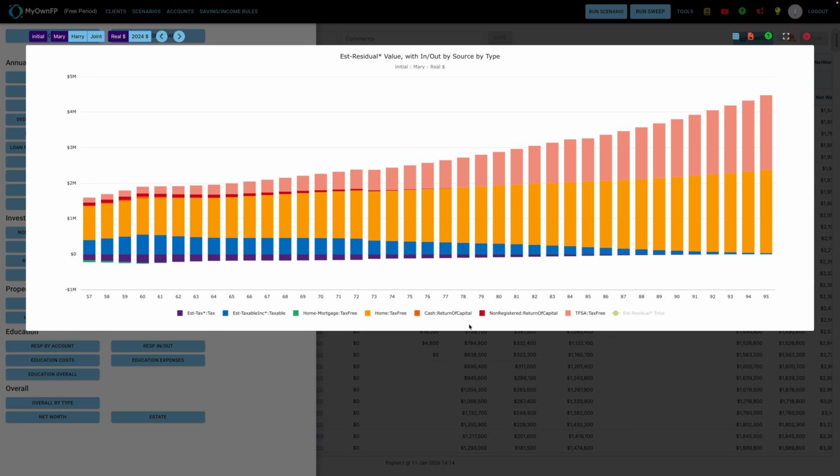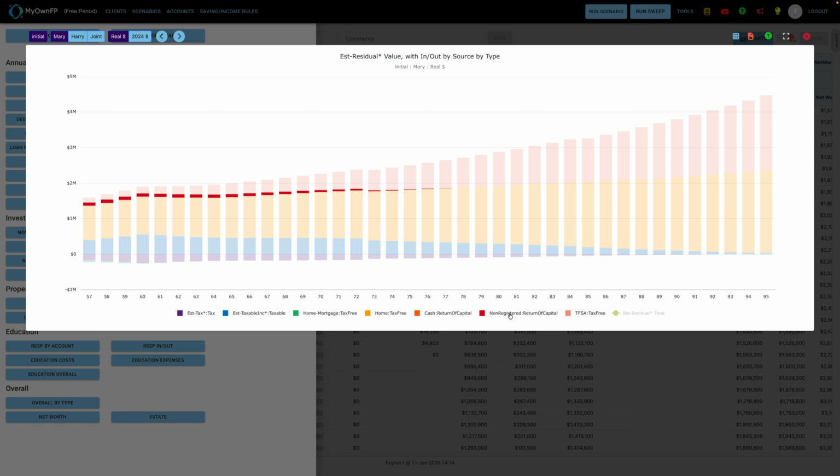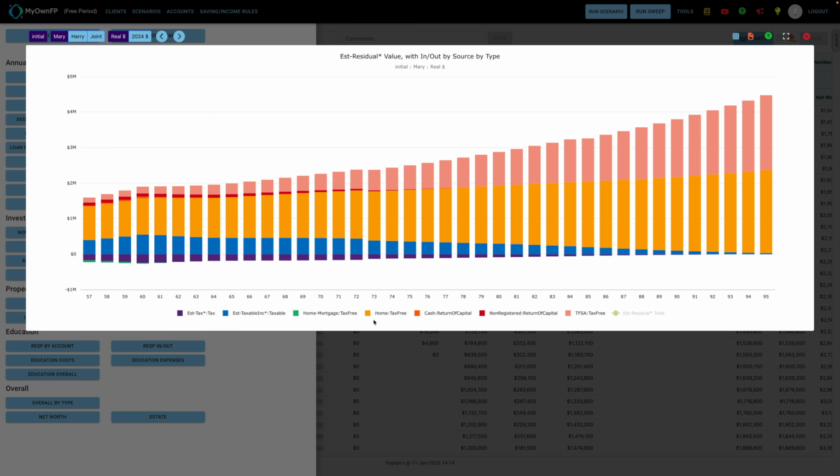Okay, so return of capital is tax-free from our non-registered accounts. Our home's tax-free. Our home mortgage is there, on the negative side, and these are the taxable portions that we have to pay. So that is your estate residual.